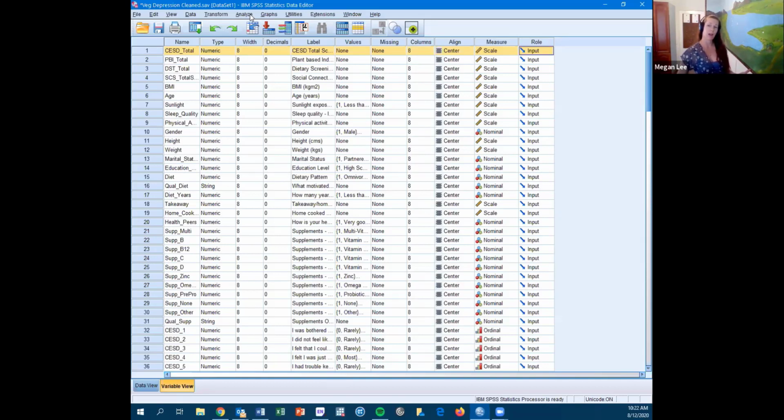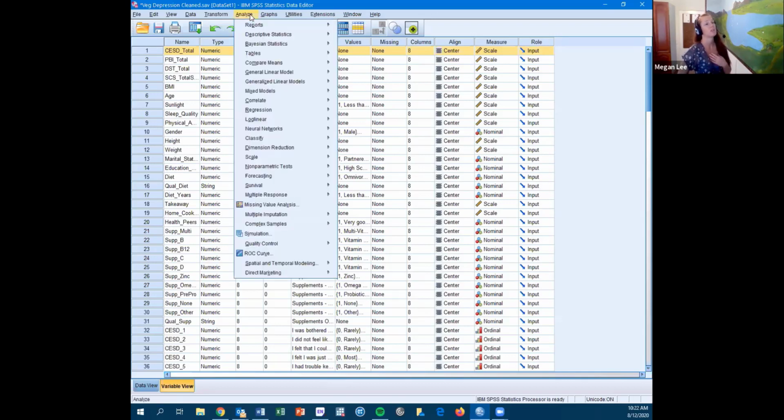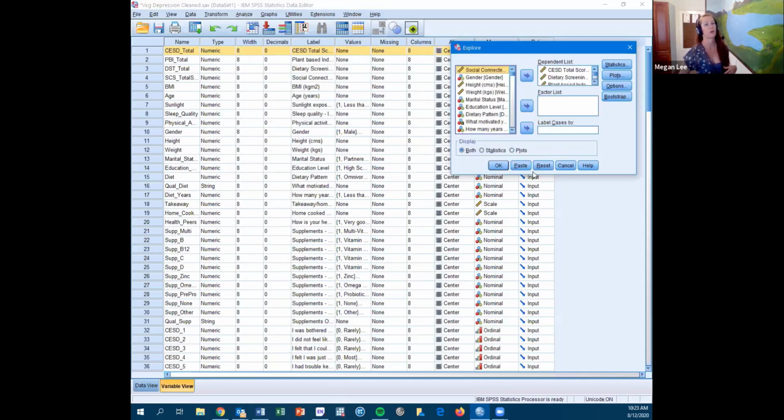So this is another way that you can look at your descriptive statistics as well as your assumptions testing. So you go analyze, descriptive statistics, and explore. There are many ways that you can do things in SPSS. This is just another way. To save time, I have put all of our variables of interest in order so that we don't have to go searching for them this week.